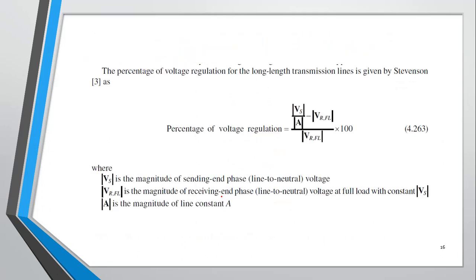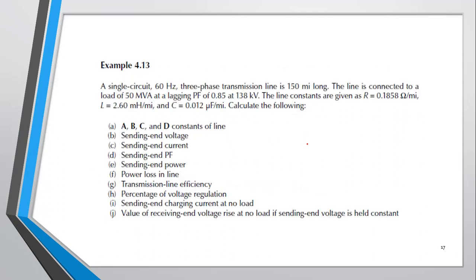500 kilometers. Similarly, for the voltage regulation, I already told you that in a medium transmission line, the voltage regulation is the same as in the long transmission line, and the formula is sending end voltage divided by the magnitude of A, minus the receiving end voltage, over the receiving end voltage. So this is the formula for voltage regulation.